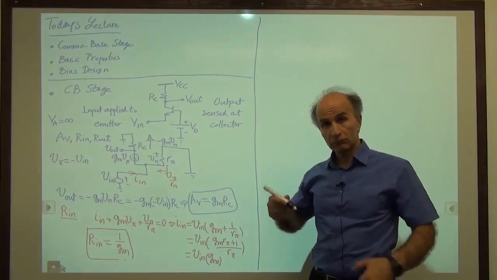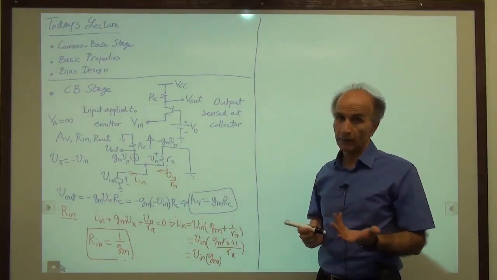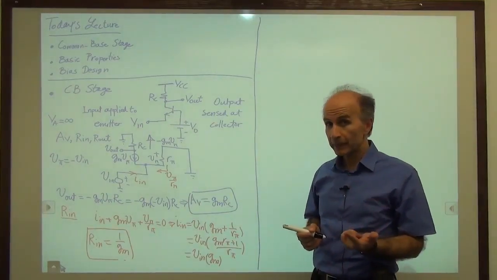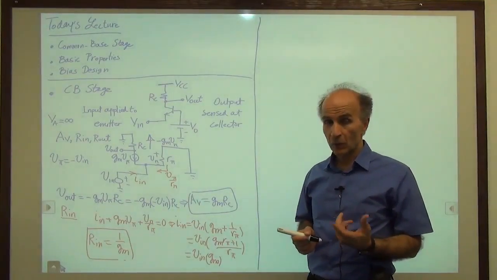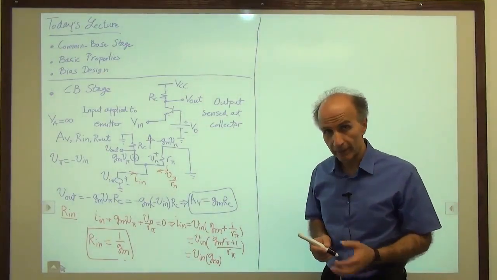Is that a relatively large number or a relatively small number? Well, if the collector current is, for example, 1 milliamp, then 1 over GM is 26 ohms. So it's not a very large number. It's a relatively small number.